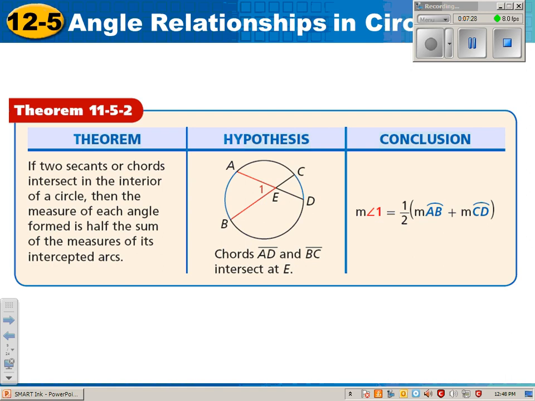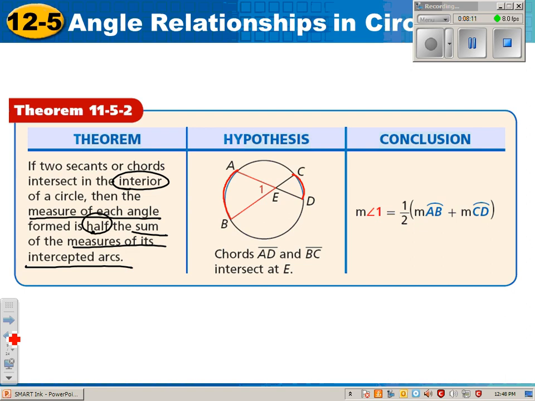If two secants or chords intersect in the inside of the circle, then the rule is the measure of the angle will still be half, but it's going to be half the sum of the measure of the intercepted arc and its vertical arc. Okay? So the measure of its two intercepted arcs. So if I look at angle 1, it intercepts arc AB. Agreed? It's inside angle 1. The arc that is vertical to it would be arc CD. Those are not the same measure. We talked about that before lunch.